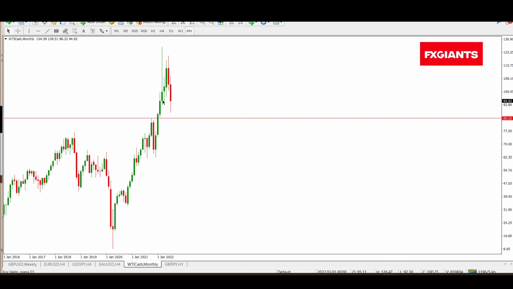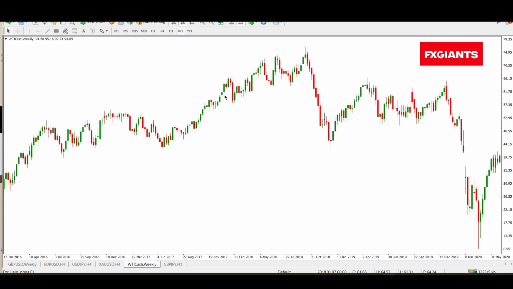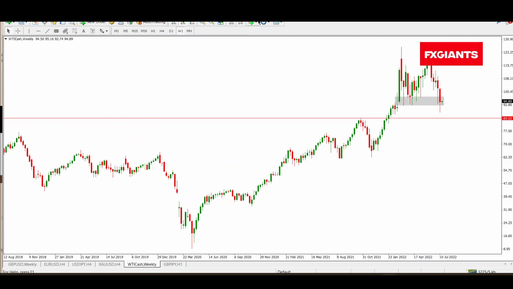US oil as well, the pattern that we've seen here is heavily bearish. Now price has been pushing lower as we predicted in our last video. Now we have this region here, 85.02, which I would like to see price trade into on the monthly time frame. Let's move to the weekly to see it clearly.